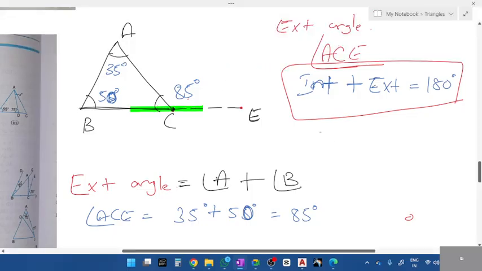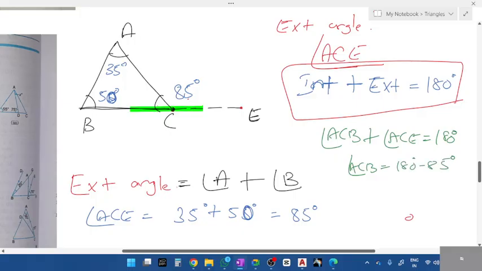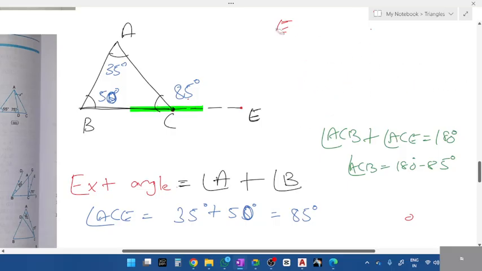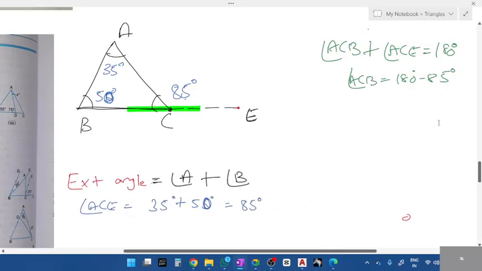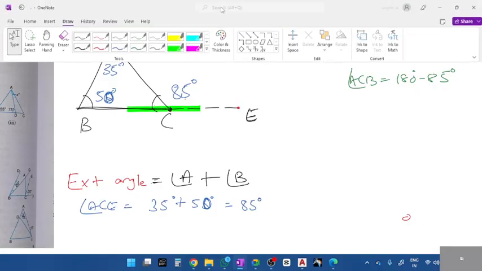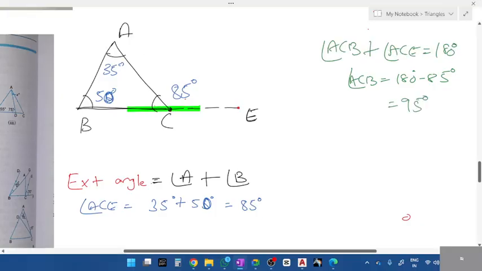ACE plus ACB is equal to 180. Then what will be the value of ACB? 180 minus 85. You can use all three formulas. You should know when and where to use. 180 minus 85 is 95 degrees. Okay, we got 95.